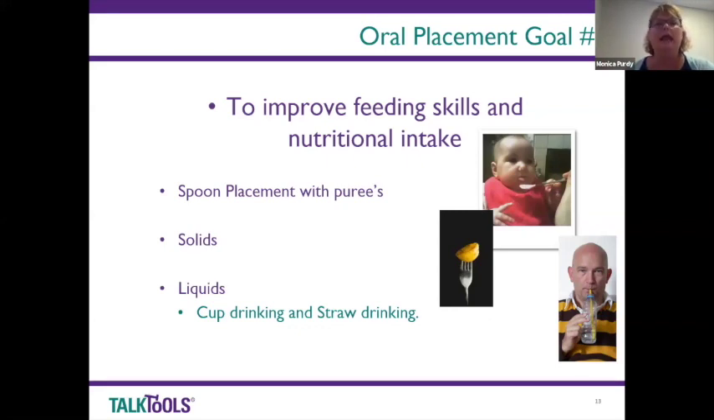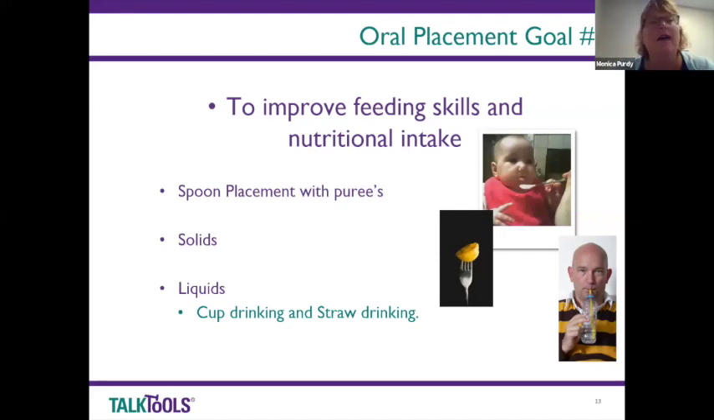I also look at liquids. When I look at liquids, I always ask the parent to bring something that the child likes to drink and what they typically drink from. This is going to be huge, right? If the child is 4 and they're coming in and they're drinking from a bottle, or they're drinking from a sippy cup, that's the first thing that I'm going to change. Typically, we want to see children off of a bottle by a year of age.